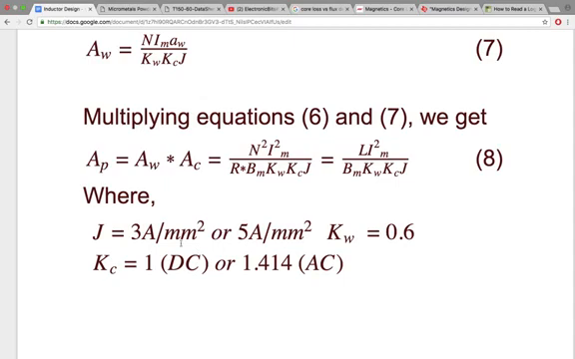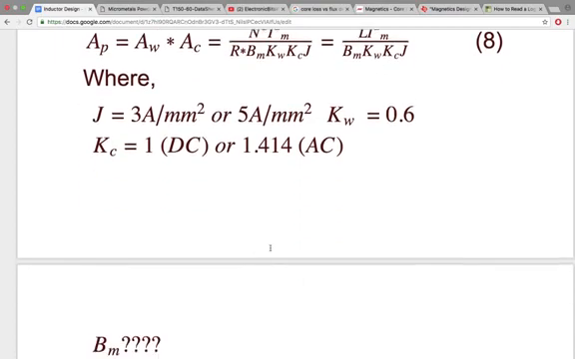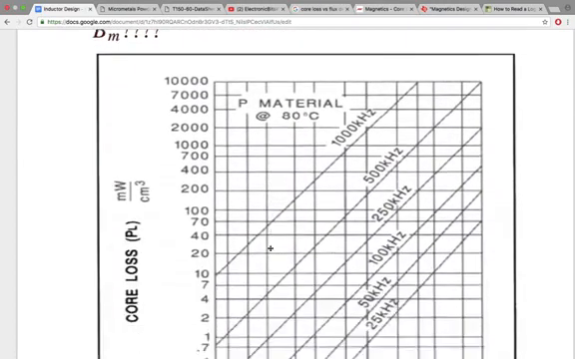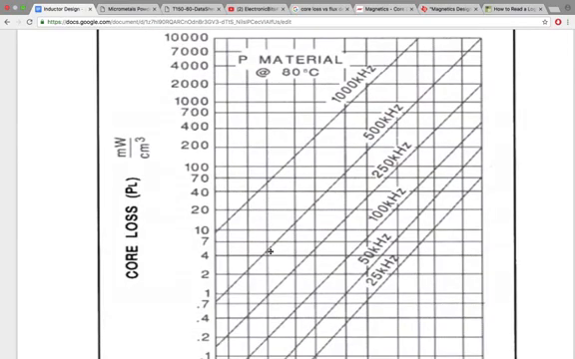J, you can choose as 3 ampere per mm square. For AC design, it's better to choose 3 ampere per mm square, or else you can choose 5 ampere per mm square also. So these are the two common numbers. For DC you can go with 5 ampere per mm square for sure. Okay, now how do we decide BM? So how do we choose BM?